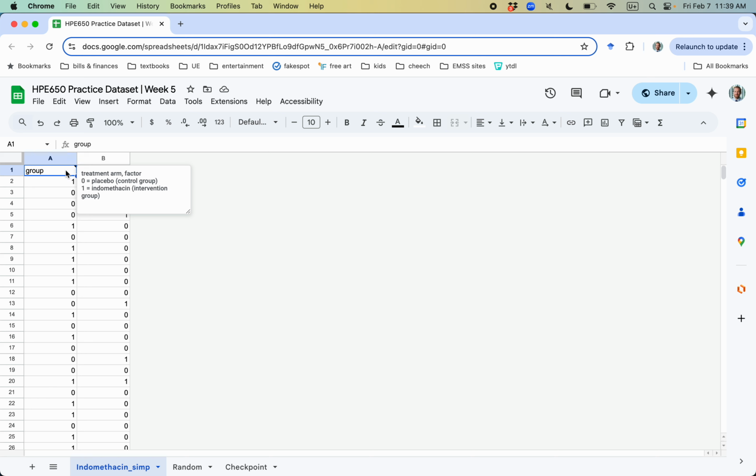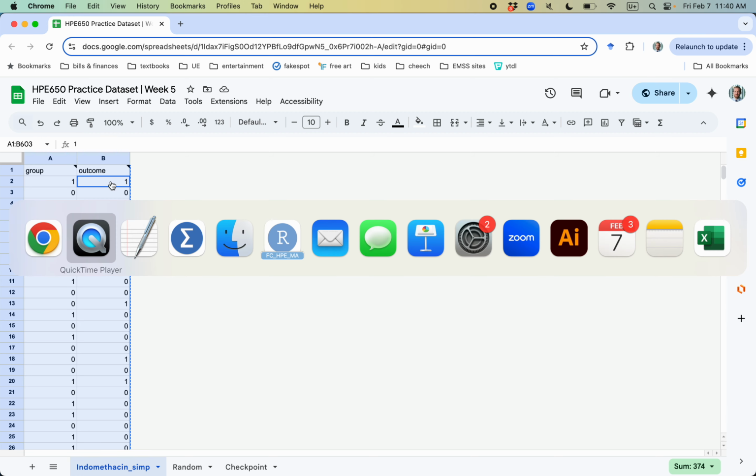You can see here that we have a grouping variable. In group, 0 means they received the placebo, and 1 means they received the NSAID indomethacin. That's our intervention group. And the outcome is, again, dichotomous. So they either do develop pancreatitis, that's the 1, that's a bad outcome, or they don't, 0. That's a good outcome. So let's get this into SPSS and see if we can carry out a chi-squared test.